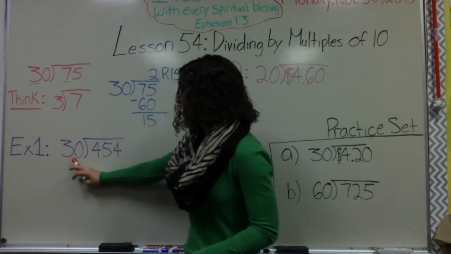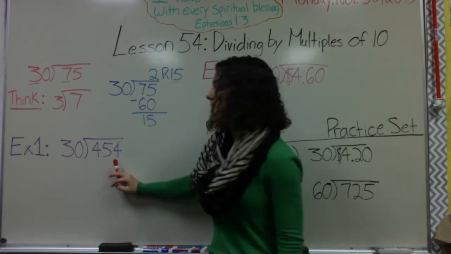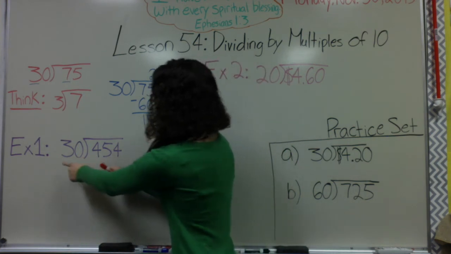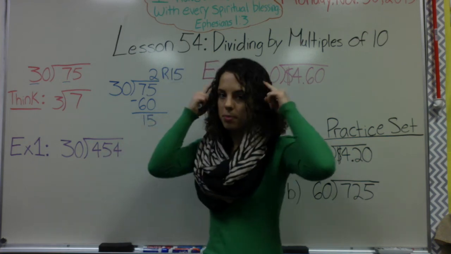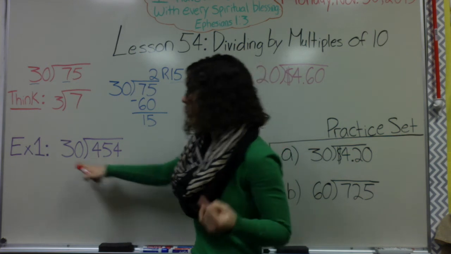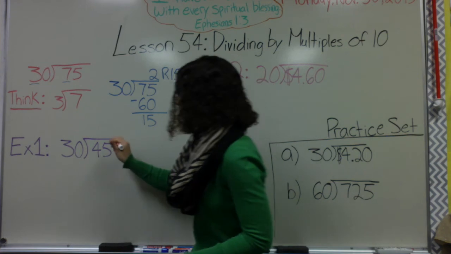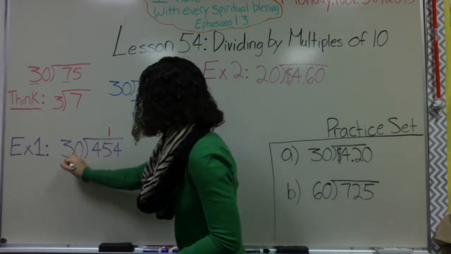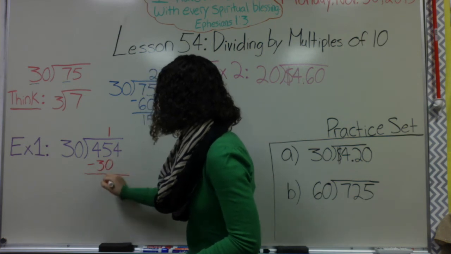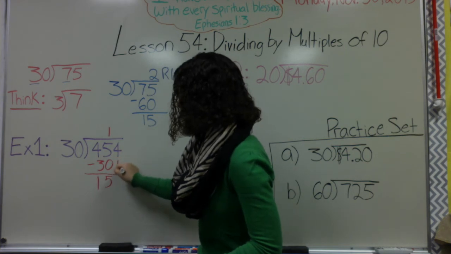I have 30 into 454. 454 divided by 30. I know 30 can go into 45. So if I think, just the thinking process, how many times could 3 go into 4? It goes in one whole time. Same thing with 30 into 45, just adding my ones place to it. It goes in only one time. 1 times 30 is 30. And I have 15 left over. Then I bring down my 4.